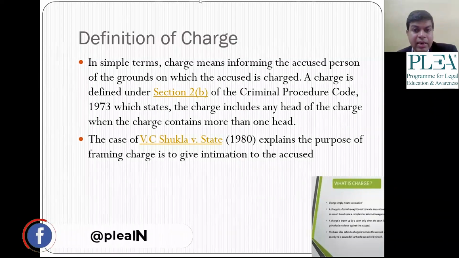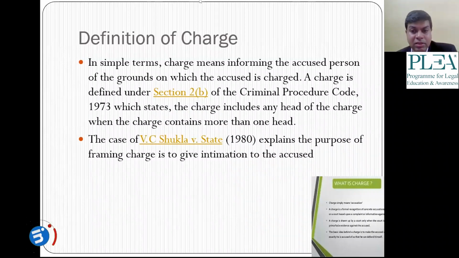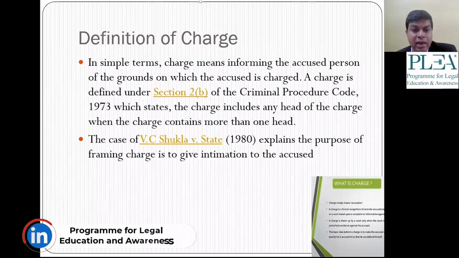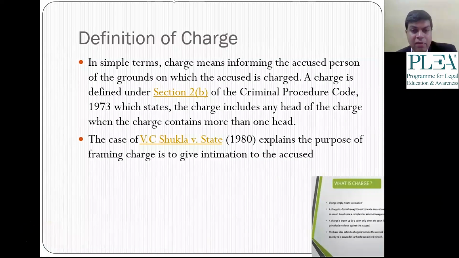Then the charge shall be written in the language of the court. Then the accused shall be informed about his previous allegations, which would expose him to enhancement of punishment if found guilty of the offenses charged.